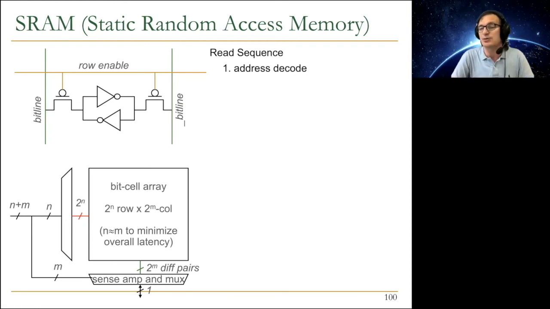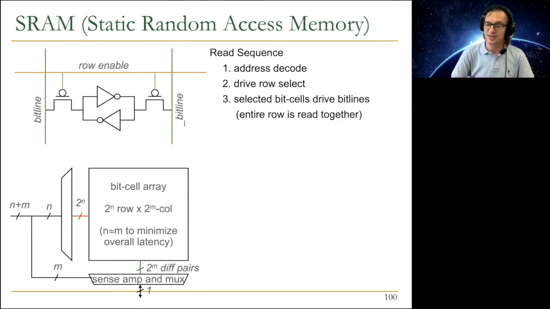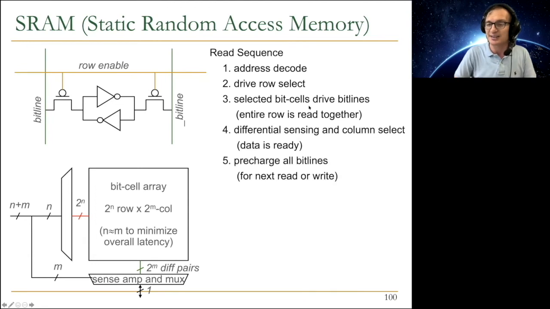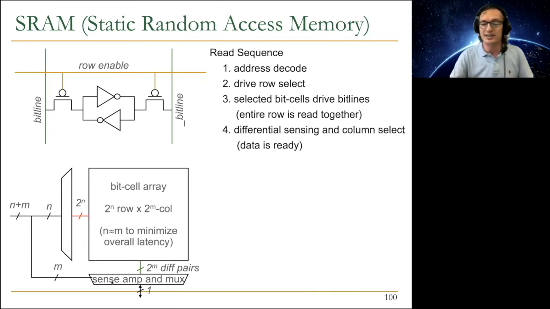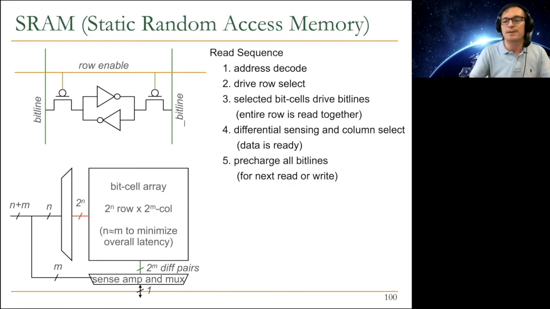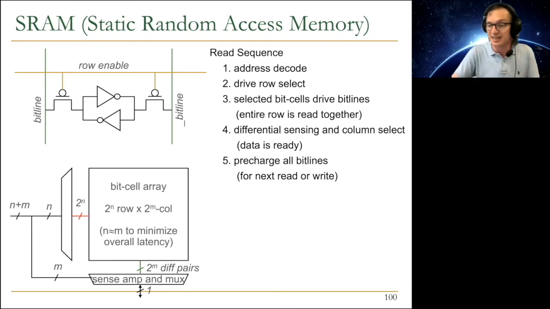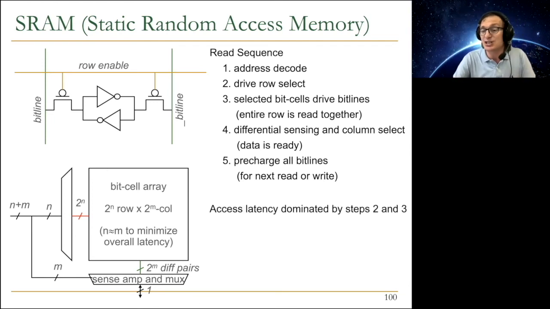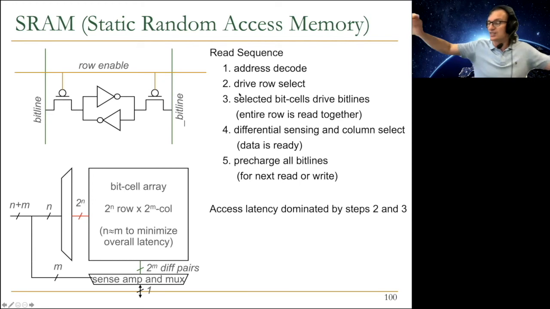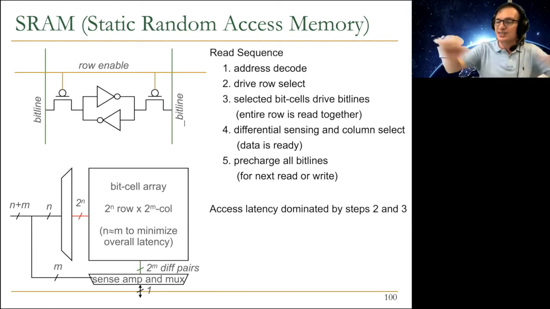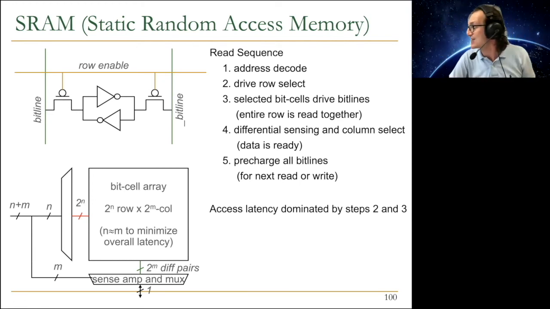So you supply all of the address at the same time, usually, because SRAM is on chip. And the read sequence decodes row selects, which is the word line drive. You select the bit lines, drive the bit lines, the entire row is read together. And then you do differential sensing and you select the column over here at the multiplexer, and the data is ready. And to prepare the array for the next access, you pre-charge all bit lines to a known value so that you can do the sensing well. So access latency is usually dominated by driving the word lines and driving the bit lines, steps 2 and 3, as expected, because these are long interconnects. Whenever you're driving long interconnects, you have long access latency.